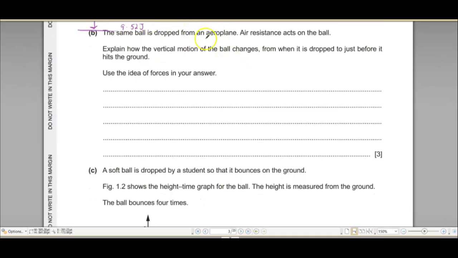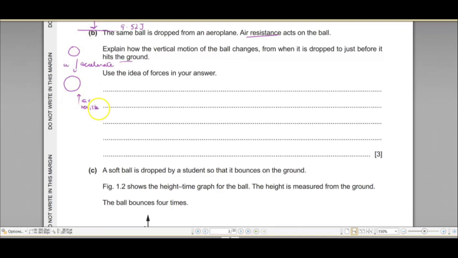B. The same ball is dropped from an aeroplane. Air resistance this time acts on the ball. Explain how the vertical motion of the ball changes when it is dropped to just before it hits the ground. So if we have a plane and the ball has been dropped from it, firstly this ball is going to accelerate because the only force acting on it is in the downward direction, that is the weight of the ball. As it accelerates, another force, the frictional force, opposite to the direction of the motion, that is air resistance, starts to act on the ball.